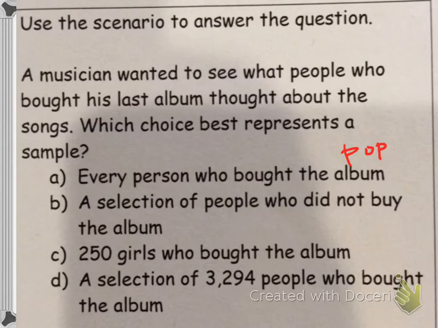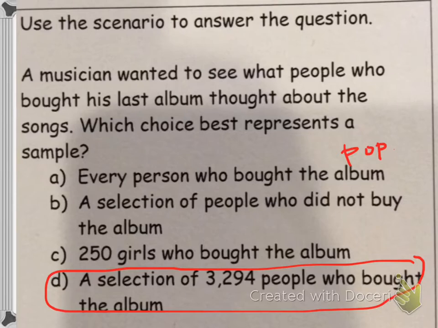D, a selection of 3,294 people who bought the album. Well, D is definitely a better sample of the people who bought his album because C only counts 250 girls, and D is 3,294 people who bought the album. So D is the better example of what a sample of that population is.